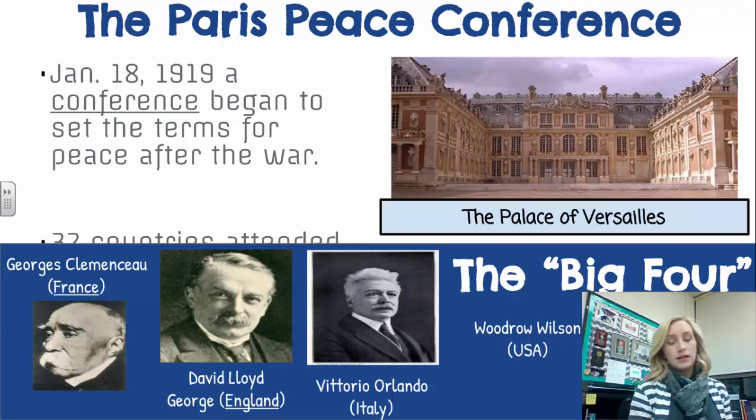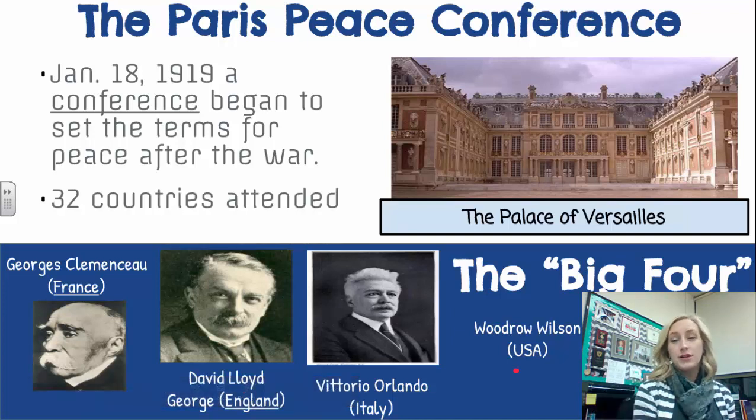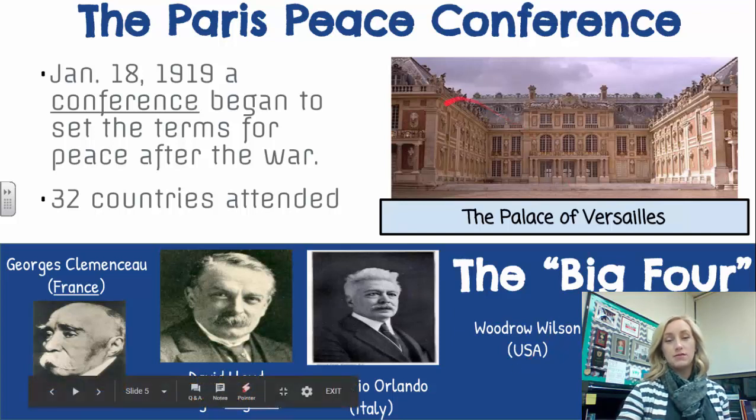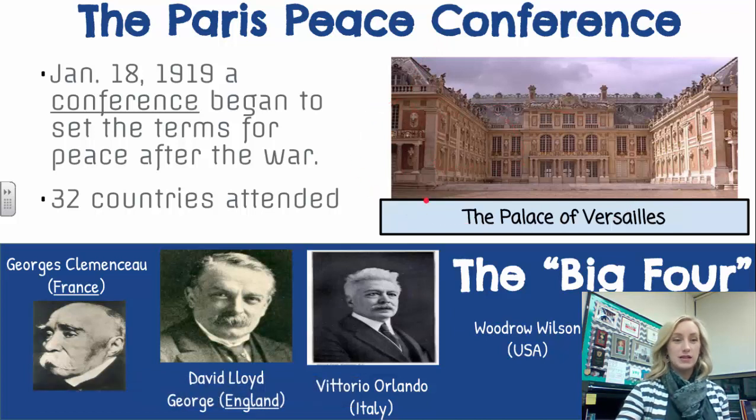So the war is over, like I said, November 11th, 1918, and on January 18th, 1919, a conference began to set the terms for peace after the war. This is called the Paris Peace Conference, where 32 countries attended. This is the Palace of Versailles, which is where the conference was held, in Paris.